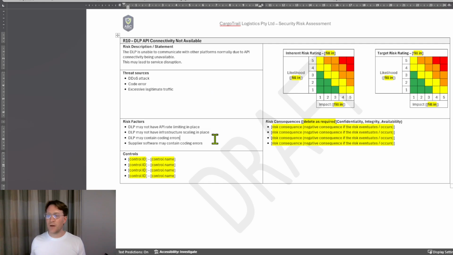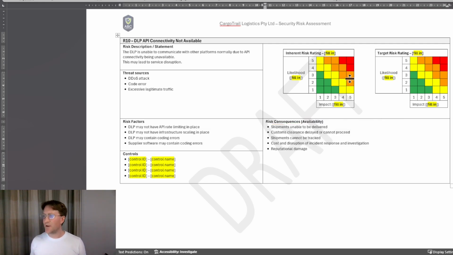We may have coding errors in our software so that we don't receive information correctly from other apps. It may be that if someone else wants to integrate with us, they may have errors, so they're not receiving our traffic correctly, which still contributes to the overall idea of the DLP, whether it's receiving or sending information, it still needs API connectivity with lots of different systems.